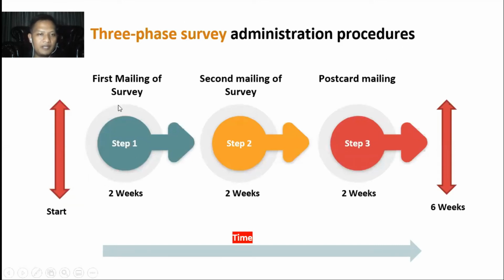Step 1 is mailing of the survey. Step 2, after 2 weeks, is the second mailing, as I told you before. This is also 2 weeks. The next is postcard mailing, also 2 weeks. And then the total will be 6 weeks, from the very beginning till the end. So we estimate six weeks to get the response from, let's say, long distance respondents.